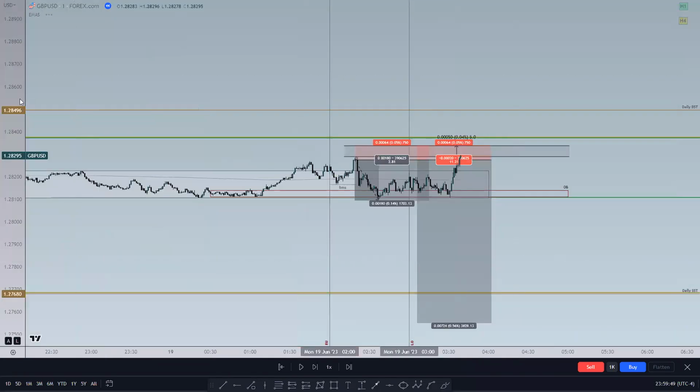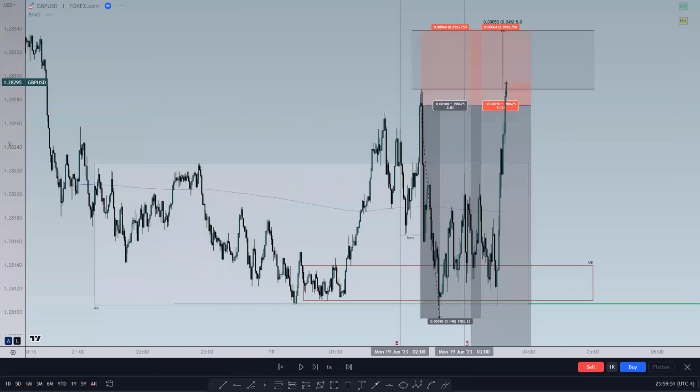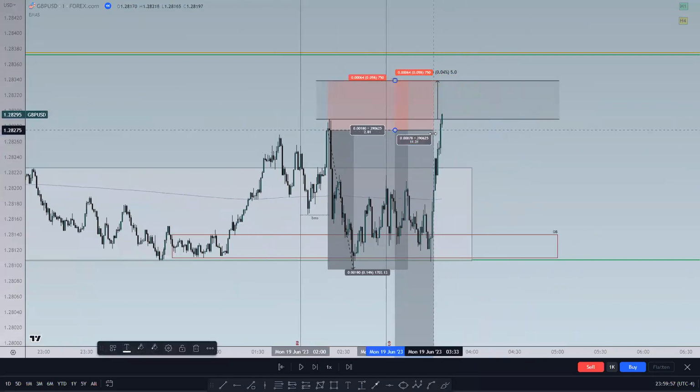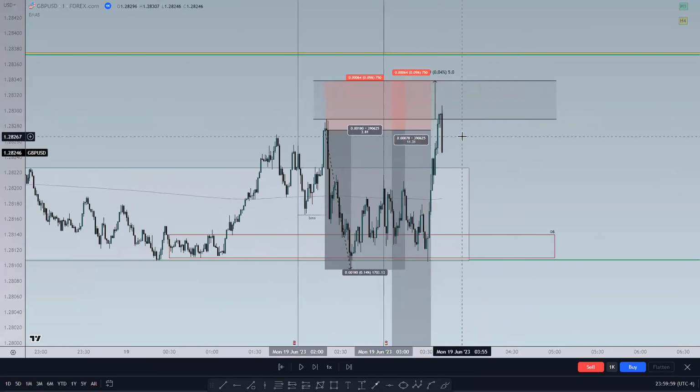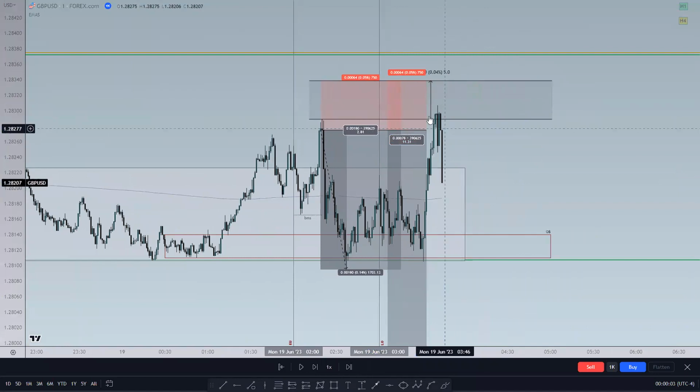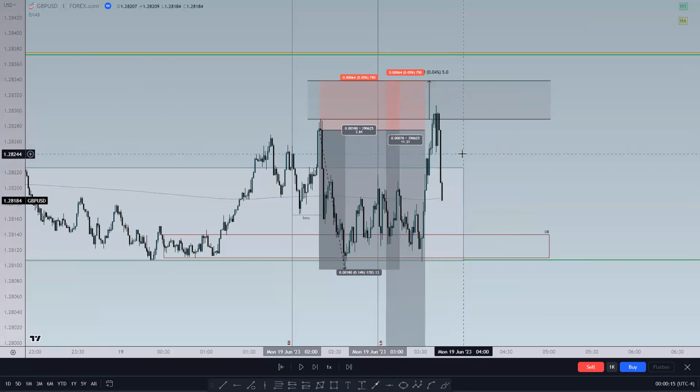Now, the second way one could have entered this setup: let's imagine that you weren't focused on the 5 minute, but you were looking for a 1 minute confirmation, right? You would have needed to wait for a 1 minute break of market structure. In this case, we can see the recent high, and we can see that price gave this swing low after creating this high. Therefore, this can be interpreted as a secondary break, and we have an imbalance.